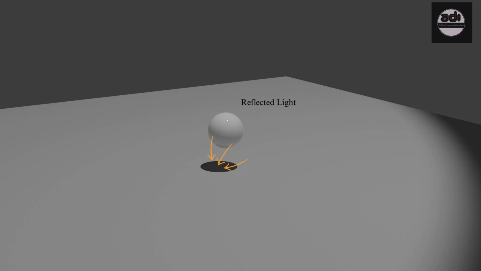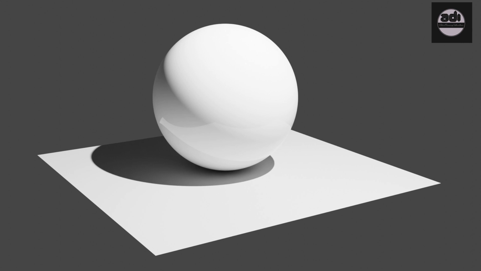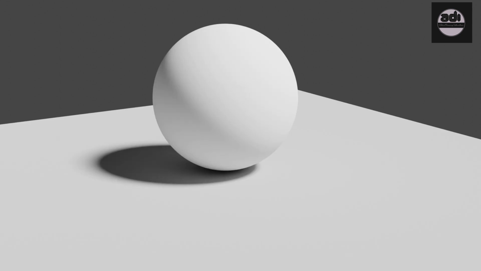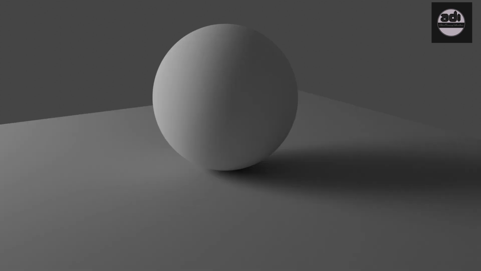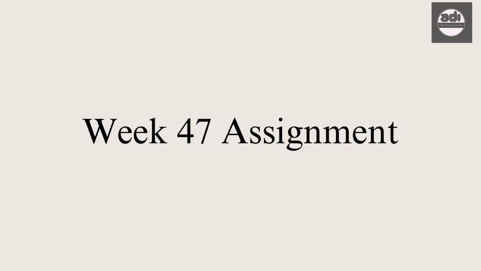This is because of the reflected light bouncing into it. The edges of the cast shadow will change depending on the type of light casting it. Direct light or hard light casts shadows which are hard edged, and diffuse light or soft light or reflected light casts shadows which are soft edged. The shape of the cast shadow is determined by the terminator.